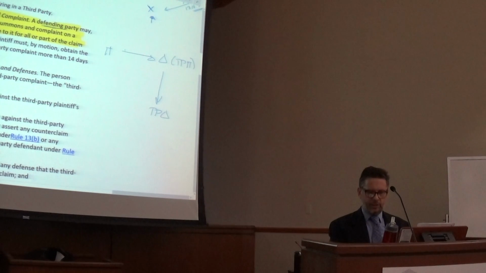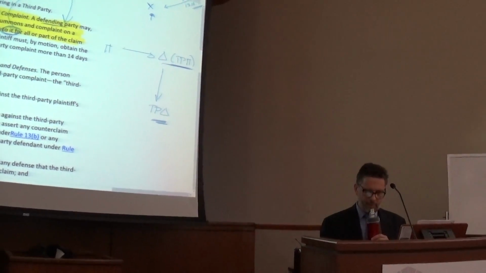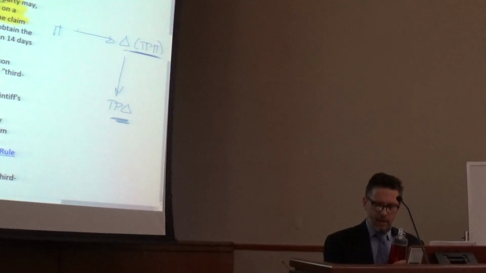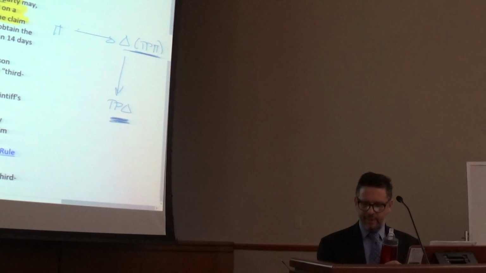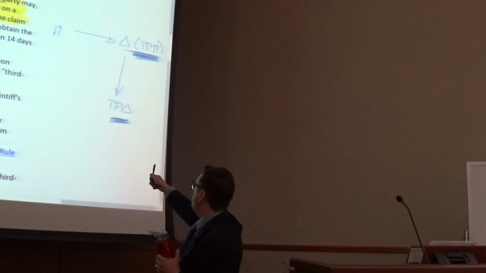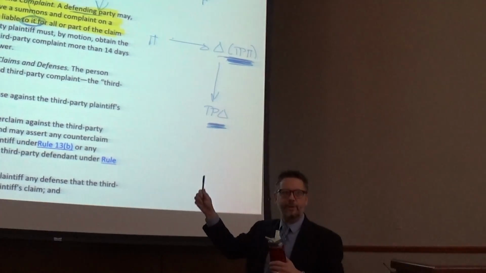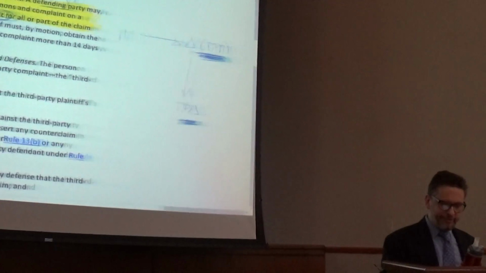Concern summons a complaint on a non-party, that's this person who becomes a third-party defendant, who is or may be liable to it. Of course, who's the it? It is that defendant who becomes the third-party plaintiff. So this person is or may be liable to this person for all or part of what this person is being sued for by the plaintiff. In other words, TPD might be liable to D for all or part of what D is being sued for by P. That means it's derivative liability.